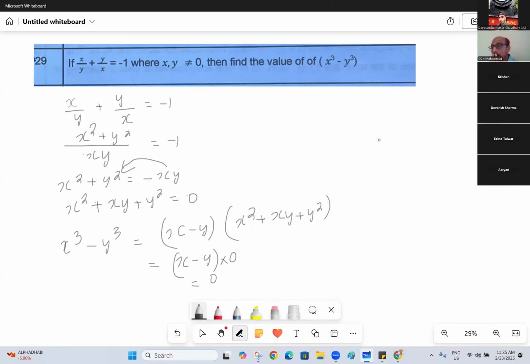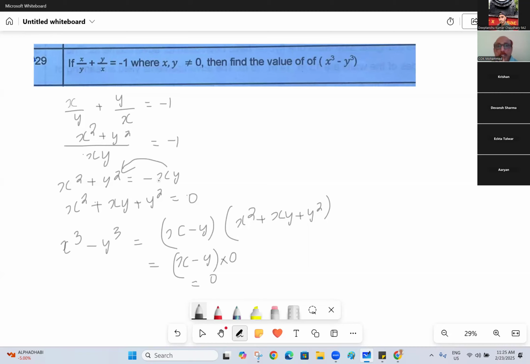Sir, I didn't understand why there is zero after x square plus xy plus y square equals 0. X square plus y square is equal to what? It is equal to any number. I'm just telling you to read it out. X square plus y square is equal to what?